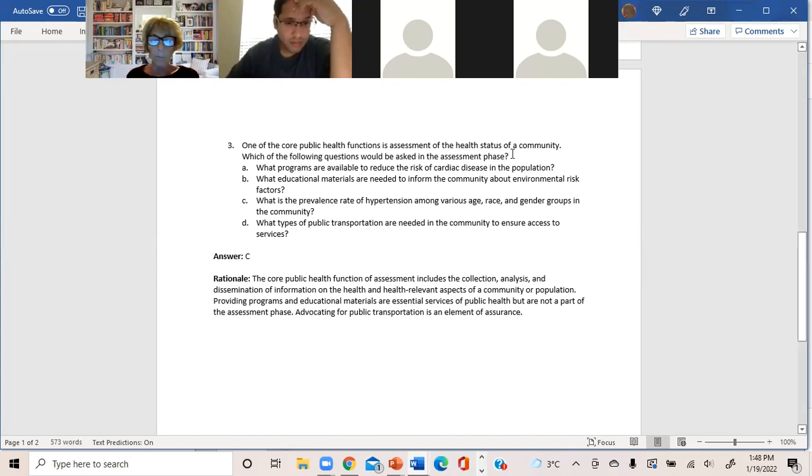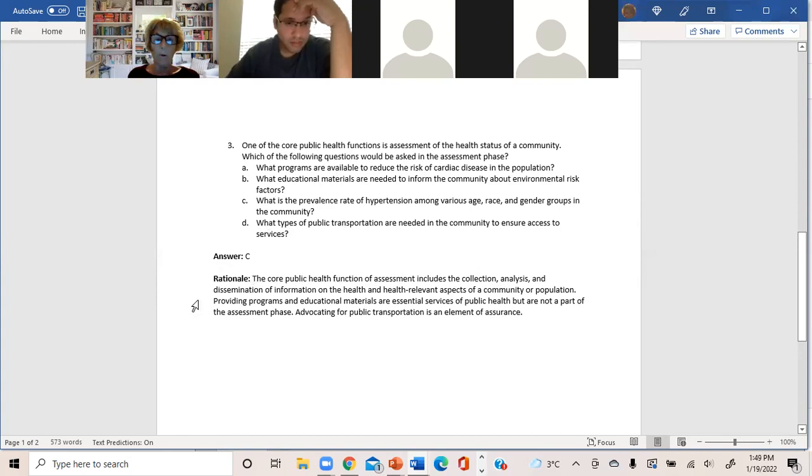Which of the following questions would be asked in the assessment? What programs are available to reduce the risk of cardiac disease? No. What educational materials are needed? No. What is the prevalence rate of hypertension among various age, race, gender groups in the community? Well, that's kind of a confusing one. Let's go read the rationale and see what it says.